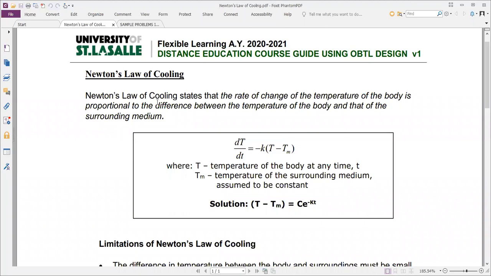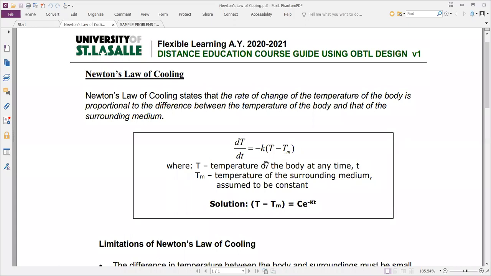Since Newton's law of cooling states that the rate of change of the temperature of the body is proportional to the difference between the temperature of the body and that of the surrounding medium, it is represented by dT/dt with the direct proportionality symbol, and then the difference between the temperature of the body, which is capital T, at any particular time small t, minus the temperature of the medium or of the surroundings where the body is placed.